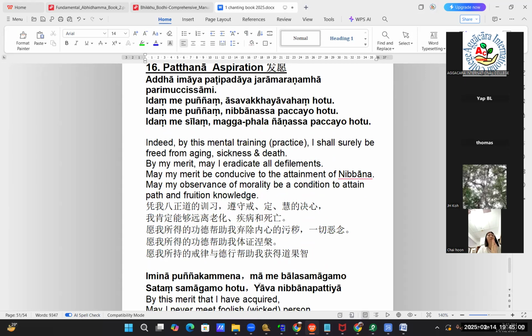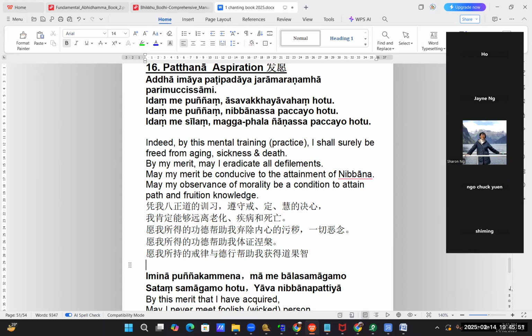Patana, aspiration. Adda imaya patipadaya jaramara namha parimuchisami idang me punyang asavakayav hanghotu idang me punyang nibbanasapacayo hotu idang me silang maggapala jnanasapacayo hotu. Indeed, by this mental training practice, I shall surely be free from aging, sickness, and death. By my merits, may I eradicate all defilements. May my merits be conducive to the attainment of Nibbana. May my observance of morality be conducive to attaining path and fruition knowledge.